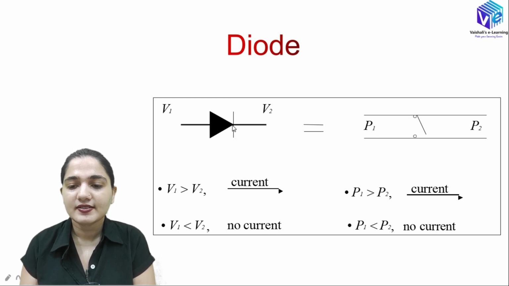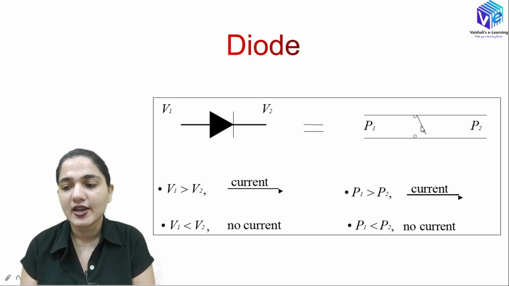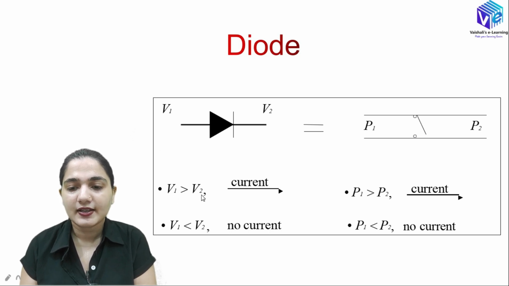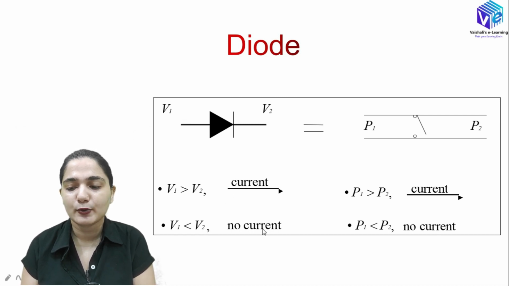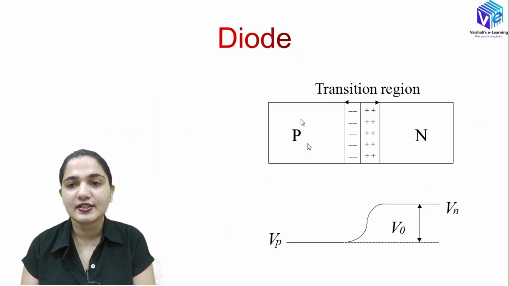You can see here the symbolic representation of the diode. It can be represented as a switch, on or off based upon the biasing. If V1 is greater than V2, we have forward biasing, so current will pass through. When V1 is less than V2, at the positive terminal I am supplying the lesser voltage, so it is reverse bias and no current will pass. This is how we can find the characteristics of the diode.